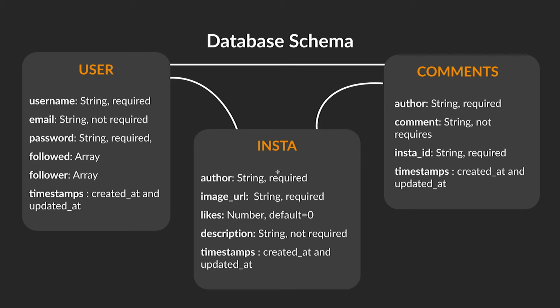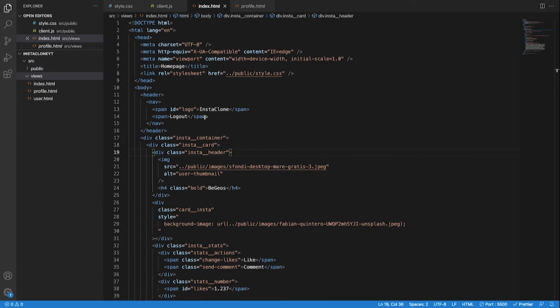And similarly, from the Insta to the comments, you can see that there is this Insta ID here. And this can be considered a reverse relationship with the Insta model. And as before, one Insta picture can have many comments. So basically, I'm going to have one-to-many relationships. And of course, the user and the comments are going to share the author and the username. Now that we have the schema, let's start creating it in code.